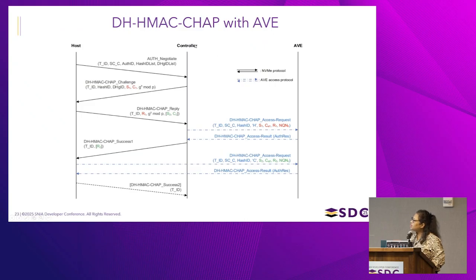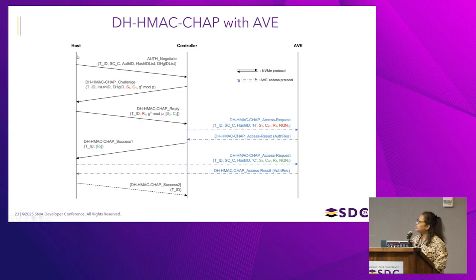So this is how the same DH-HMAC-CHAP flow that we had seen earlier works when AV is introduced. I'll just go through it fast. So we know that it's a challenge response protocol. When AV is introduced, the protocol remains the same. The verification of the keys, if it is a unidirectional authentication, the controller verifies the host. Here, the verification of this key will be done by the AV.